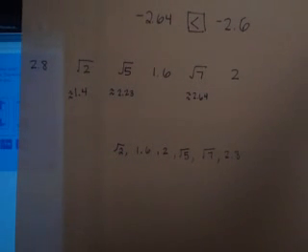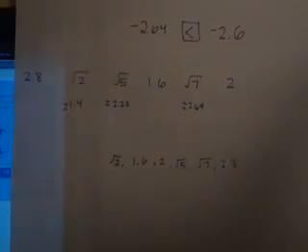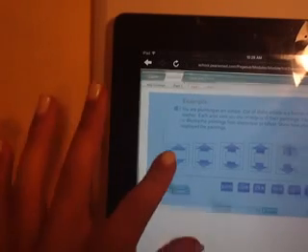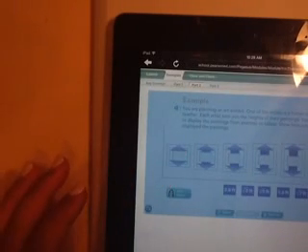Basically, guys, you're just typing the square root in your calculator, turning it to decimal form, and putting them in order from least to greatest, or whatever the problem asks you to do. Just making sure you know how to do square root form.